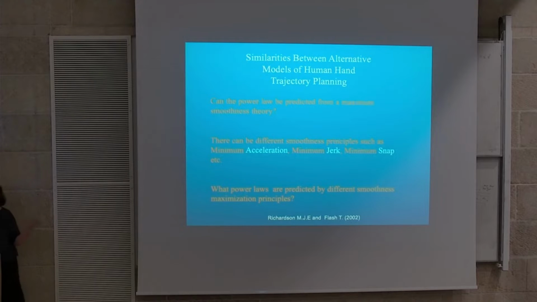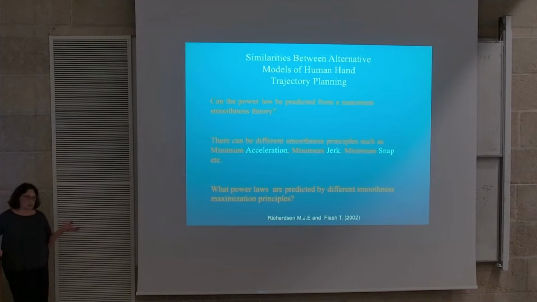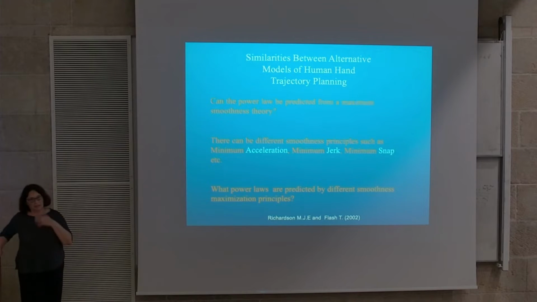You have now two kinds of models. You have this idea of smoothness, and you have this idea of power laws, exponents. I said that the exponent for an ellipse is 1/3, but it doesn't mean that for all shapes that I'm drawing with my hand when I do drawing movements it is 1/3.